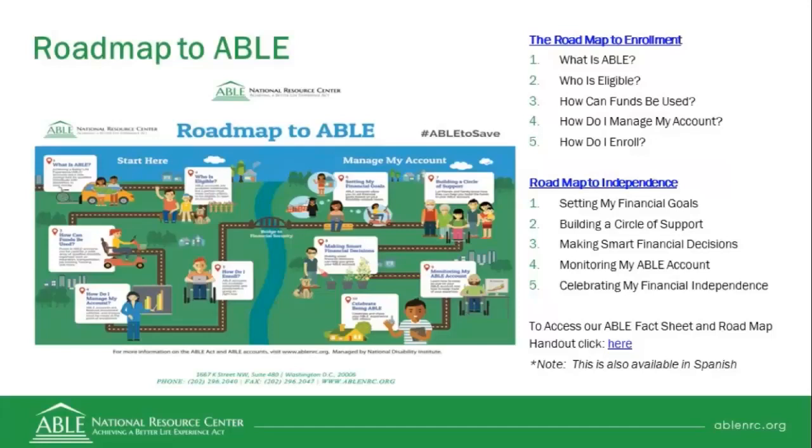The next 5 steps are after you've become an ABLE account owner, how do you maximize that? And that's, of course, what we're talking about here today with those strategies to fund your ABLE account. But the steps in the roadmap to independence, once you're an ABLE account owner, are around setting your financial goals, building that circle of support, making smart financial decisions, monitoring your ABLE account, and finally celebrating your financial independence. And the links that we have here will take you to a fact sheet and a roadmap. This information is also available in Spanish.